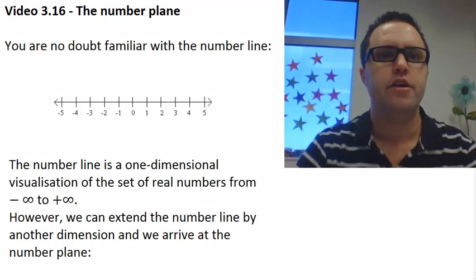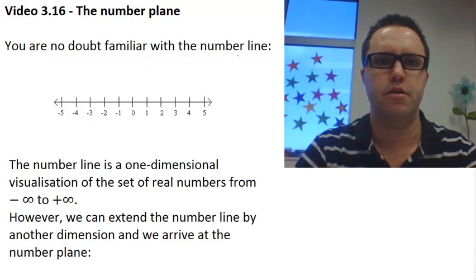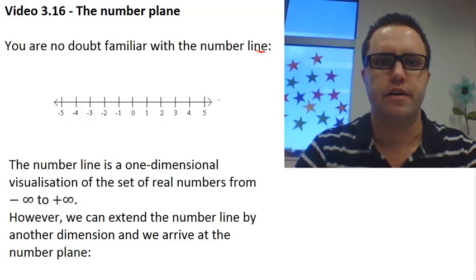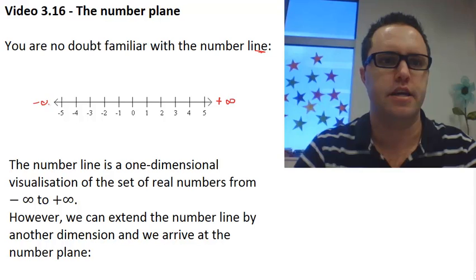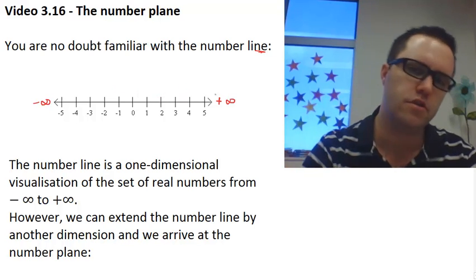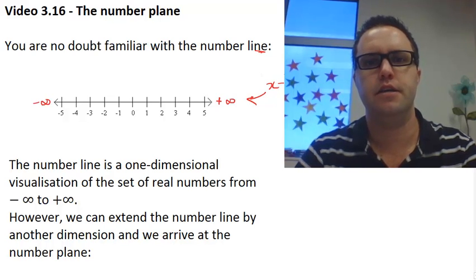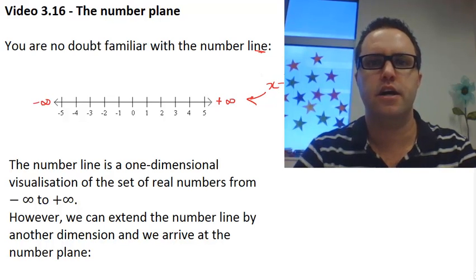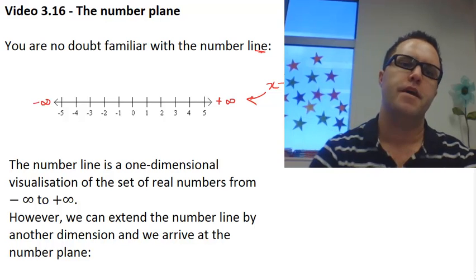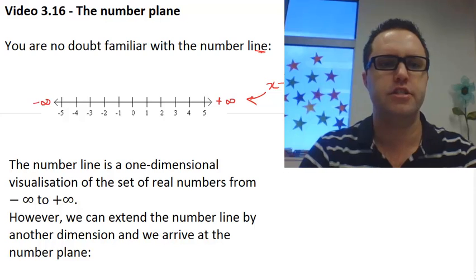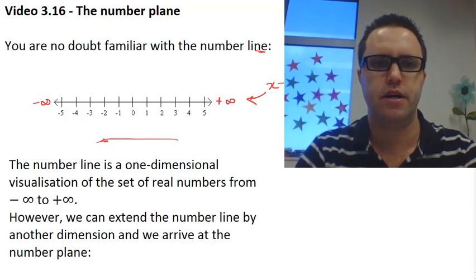So, no doubt, you are familiar with what we call the number line, which is just a straight horizontal line. We're going to go up to positive infinity up this end, down to negative infinity down this end. And usually this is called an X line, maybe. Okay, you might have heard it like that. This is our line of X values. The number line is a one-dimensional visualization, so it's got one dimension, just this way obviously, no up and down.